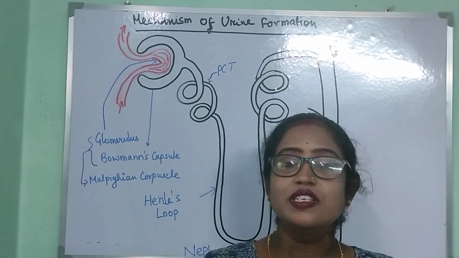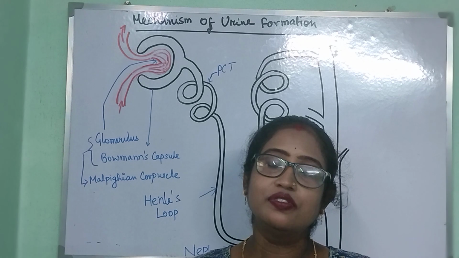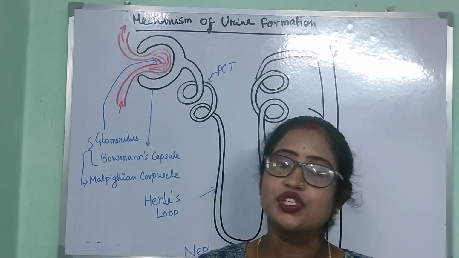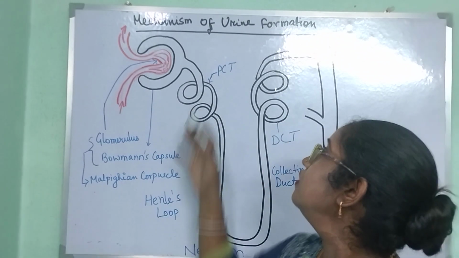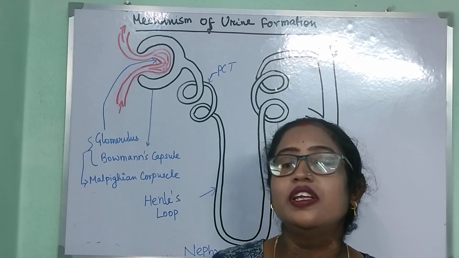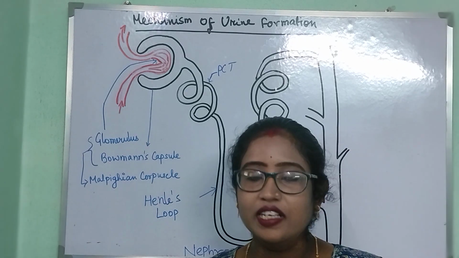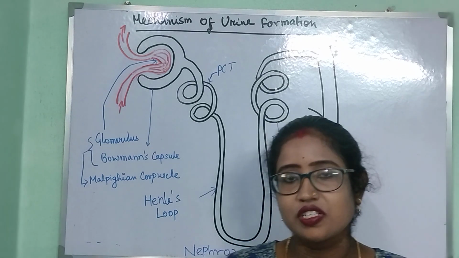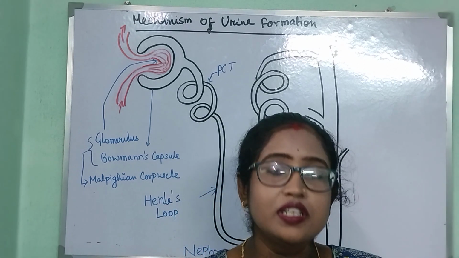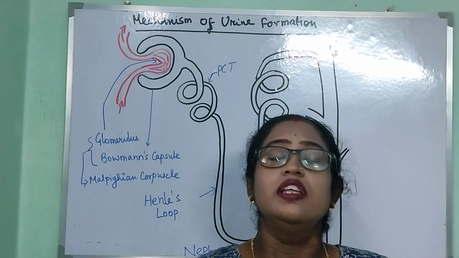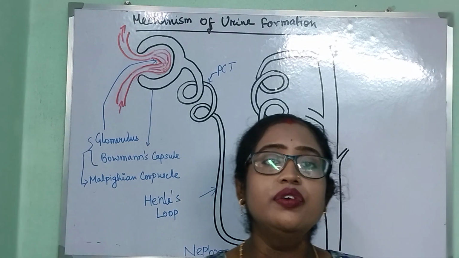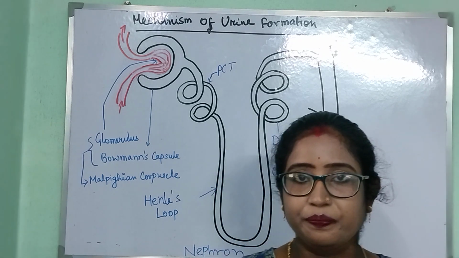In our previous class, we discussed the structure of the unit of the kidney, that is the nephron. In today's session, we are going to learn the mechanism of urine formation. So how is urine formed in our nephron or in our kidney? There is a series of actions that occur in the formation of urine. It is not just one process, it is a composition of three different processes. So we are going to discuss those processes one by one.